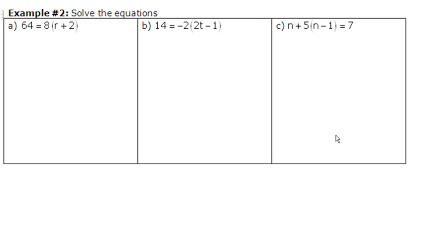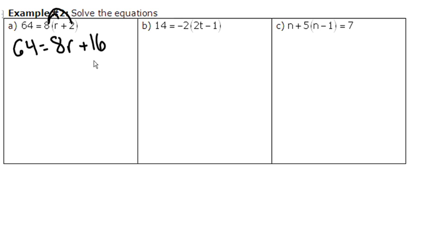Here I do have parentheses. So my first step when solving equations is if I have parentheses, I have to use the distributive property. So I'm going to distribute the 8 to the r and to the 2. Remember, when we distribute, we're multiplying. So I'm taking 8 times r, which is 8r. I'm taking 8 times 2, which is 16. Now that the parentheses are gone, I look to see if I can combine any like terms. Well, none of these have like terms, so I skip that step.